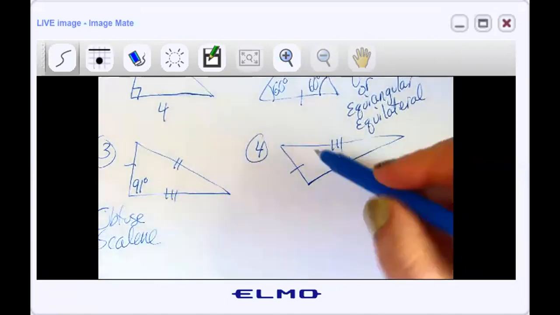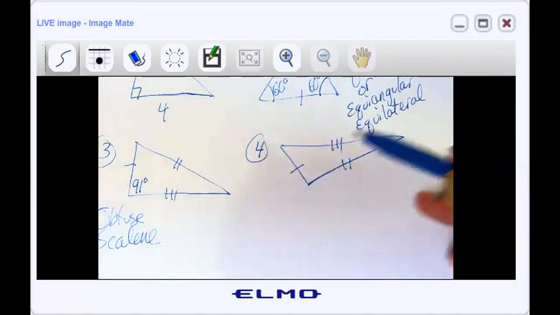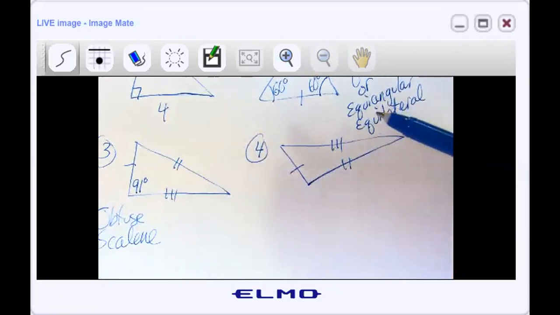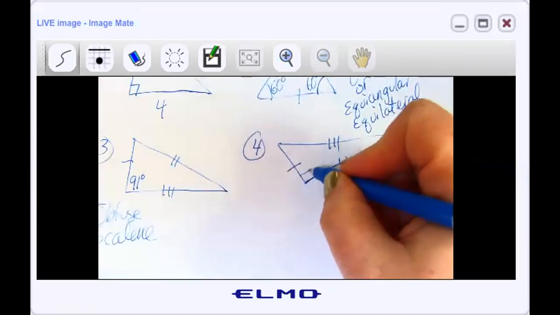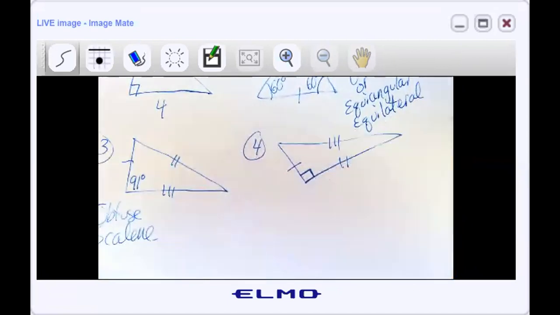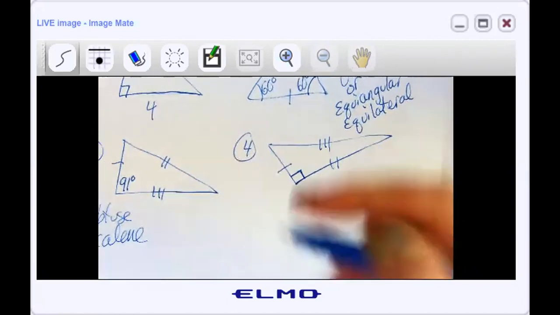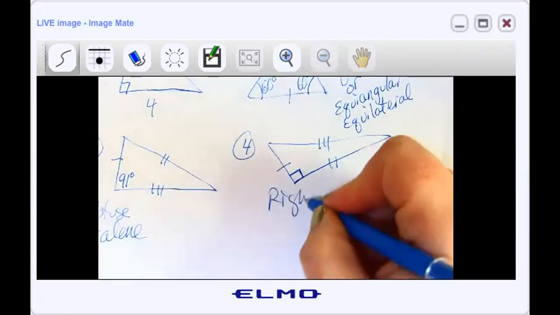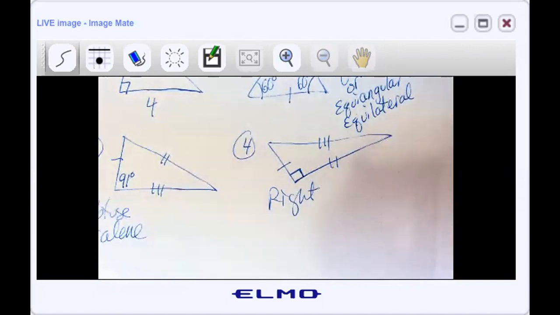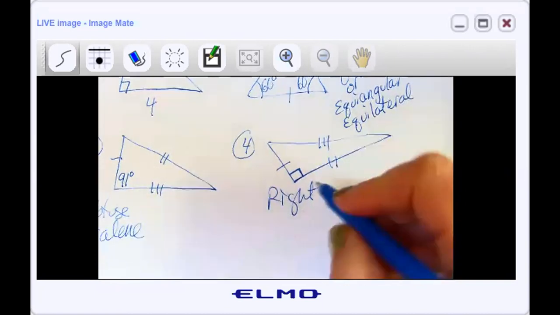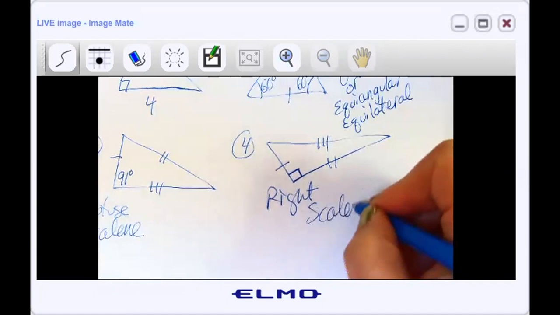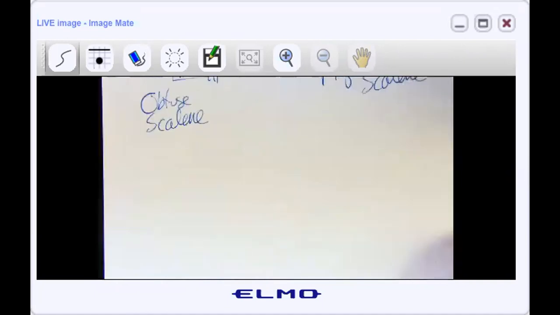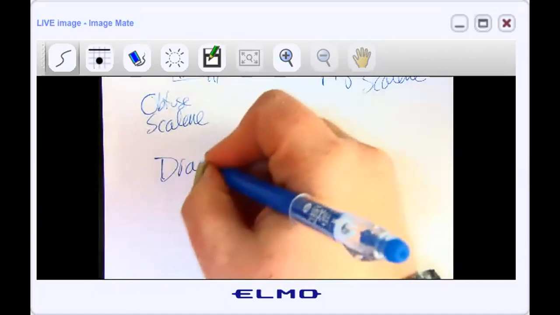Now, this one, I left a little ambiguous, so I'm going to have to tell you what this is. Let's make that a right angle. So I'm going to come in and make it right. So now, obviously, it's a right. A right what, though? Scalene. Now, what I want you to try, I want you to draw the following.